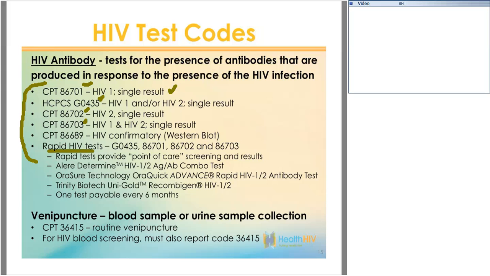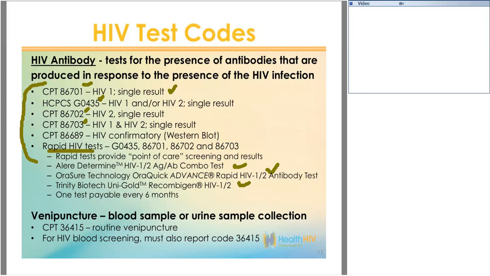And the most common that are used in the industry are the Alere Determine, the OraSure Technology OraQuick Advance, the Trinity Biotech Uni-Gold. Those are the top most commonly used rapid point-of-care HIV screening tests.